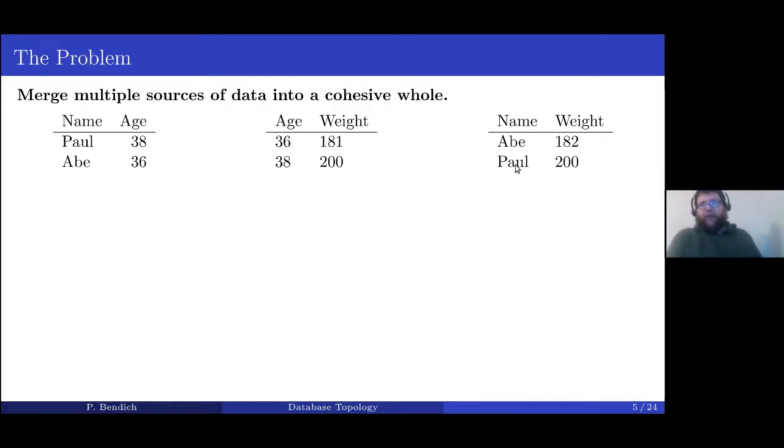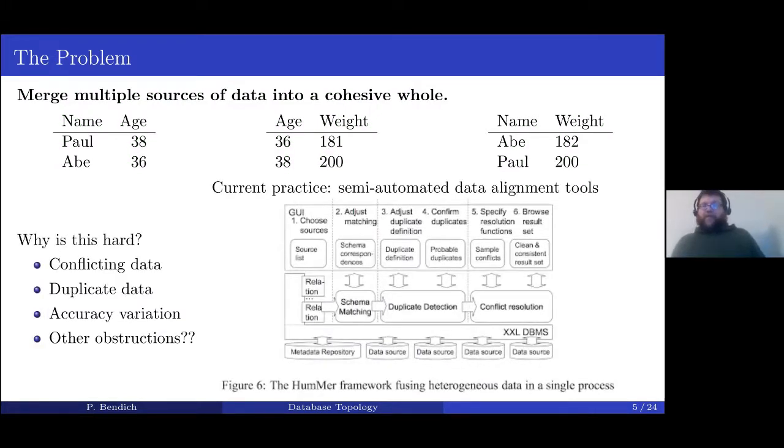The person whose name is Paul, I want to join, and for people who use SQL, I might want to join them on weight. So the person who's Paul is 200, and the person who weighs 200 is 38. So that's a reasonable merger there. Now over here, can I merge name-weight and age-weight on weight? Not really, because the person who's Abe is 182, and there's someone who weighs 181 who's 36. Maybe I can join those if I have a notion of approximate join. So there are lots of reasons why this is hard.